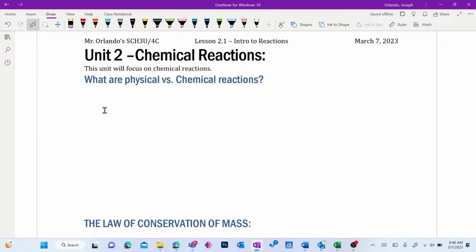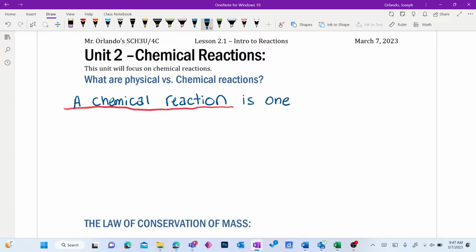Okay, so what are physical versus chemical reactions? A chemical reaction, and you should have known this from grade 9, but if you don't, that's fine. You're going to know it now. You might have had me in grade 9, in which case you might not know much of anything from grade 9, and that's okay. A chemical reaction is one where atoms and compounds are rearranged.